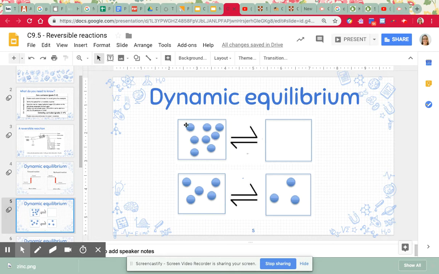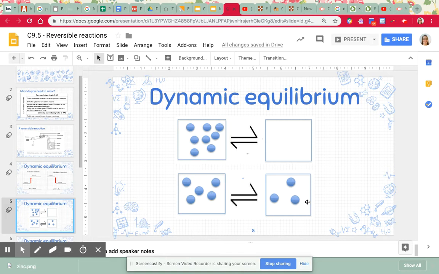Take a reversible reaction. You'll notice here we have 8 moles of reactants, whatever they are, and we have no products at the moment. Well, we start the reaction in the forward direction and we end up making some of our products, in this case 3 moles. So we've got 5 moles of our reactants and we've got 3 moles of our products.